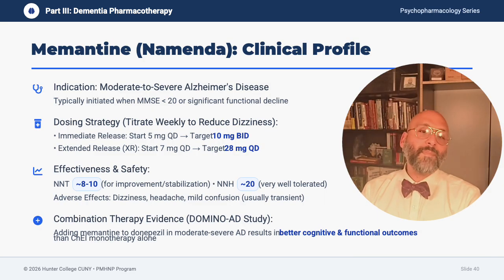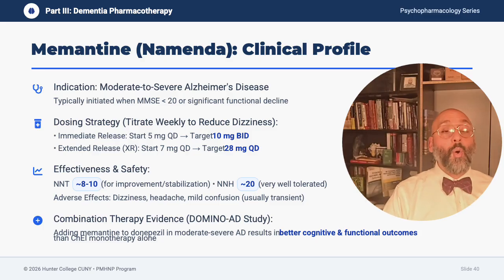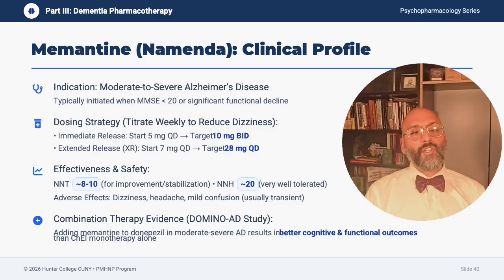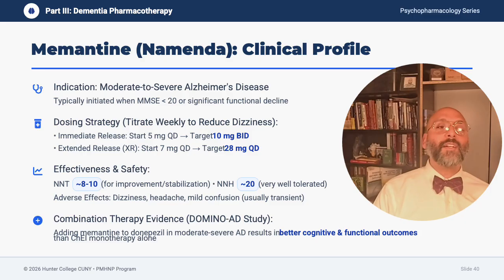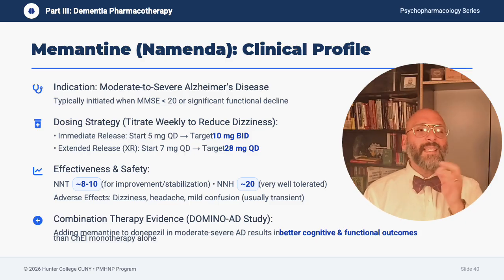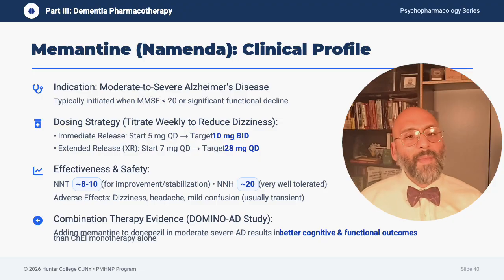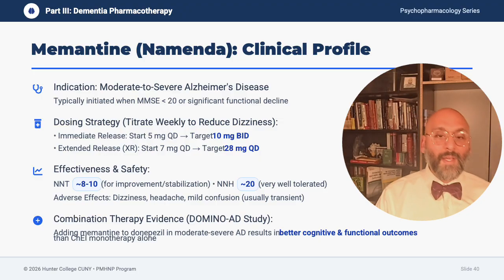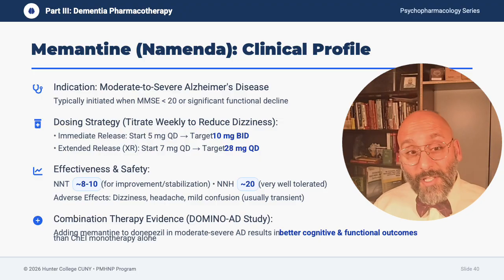So who should get memantine? Well, those with moderate to severe Alzheimer's, that's who it's indicated for. And in practice, you're usually waiting for that mini mental status score to drop below 20 or when there's a clear functional decline despite cholinesterase inhibitor therapy. And dosing matters because dizziness is the most common early side effect. That's why memantine is titrated weekly. That's why there's a high risk of falls on this medication.